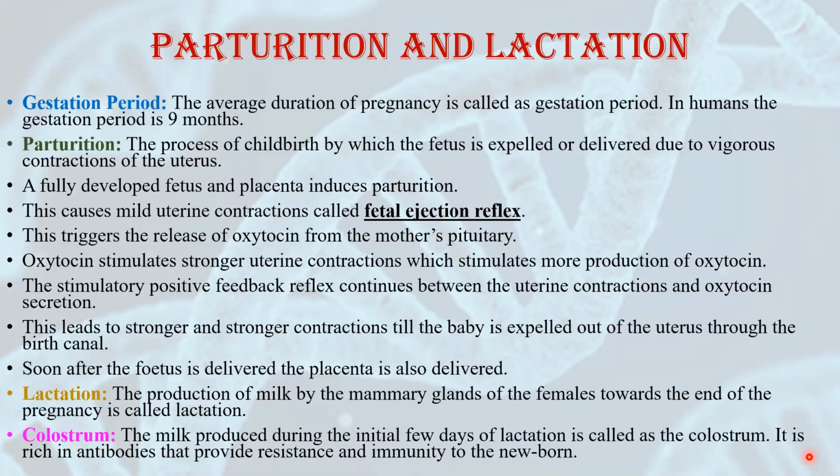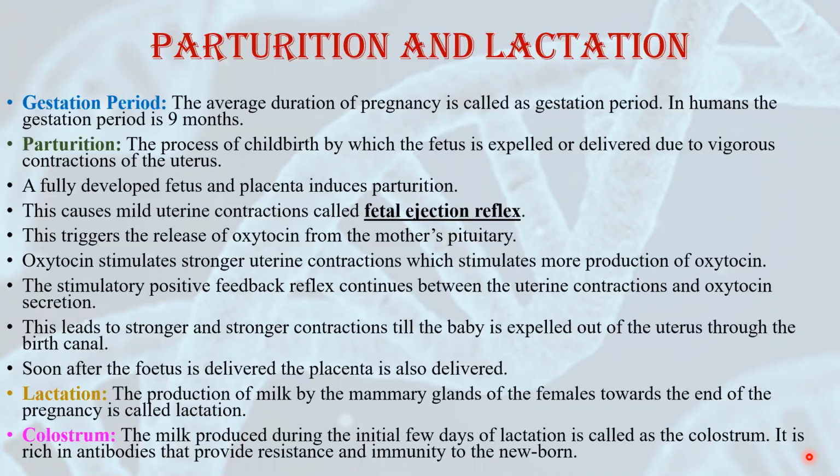So these contractions will then trigger the release of oxytocin from the mother's pituitary gland. It will send signals to the brain and oxytocin will be released. Now what will this oxytocin do? It will stimulate stronger uterine contraction. So the uterus will start to contract more. And when the uterus is contracting more, production of oxytocin will increase. Again, when there is more production of oxytocin, the uterus will contract in a very stronger manner. Again there will be oxytocin secretion and this process will continue till the contractions become very strong, so that the baby is expelled out of the uterus through the birth canal.